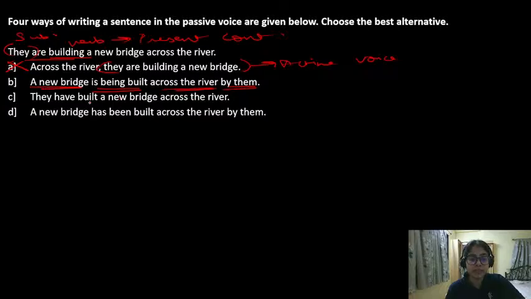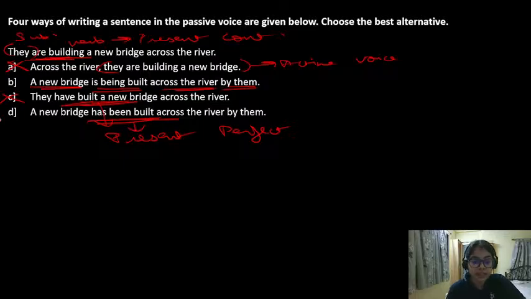See, they have built a new bridge. अभी तक बन नहीं गई है, बना रहे हैं. ओके, हैव बिल्ट यानी प्रेजेंट परफेक्ट. कहाँ लगता है प्रेजेंट परफेक्ट? जब एक काम पूरी तरीके से खत्म हो चुका होता है. बट इधर तो काम चालू है, तो सी तो हो ही नहीं सकता. डी अगेन, हैज बीन बिल्ट. अरे भाई अभी तक बना नहीं है, काम चालू है. ओके, सो इट शुड बी a new bridge is being built across the river by them.